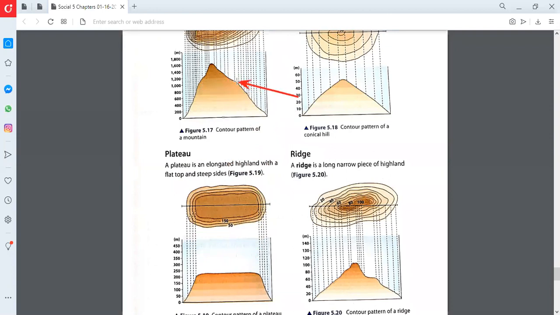If we cut this mountain here and make a flat surface at the top, then this mountain will be converted into a plateau. Plateau and mountain are near to each other, but according to shape, they become different. How? A plateau is flat at the top and a mountain has a peak at the top.